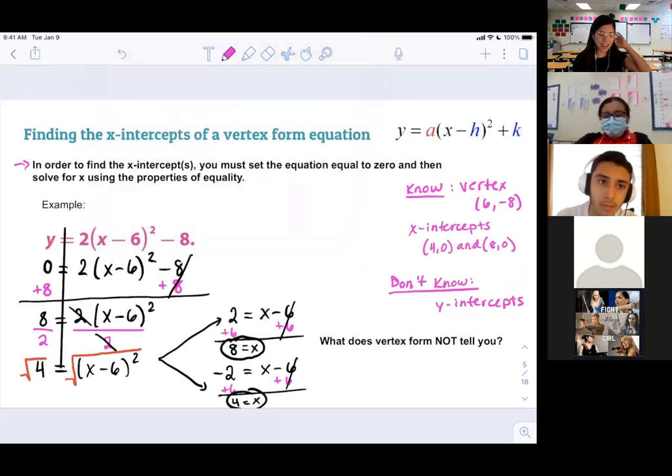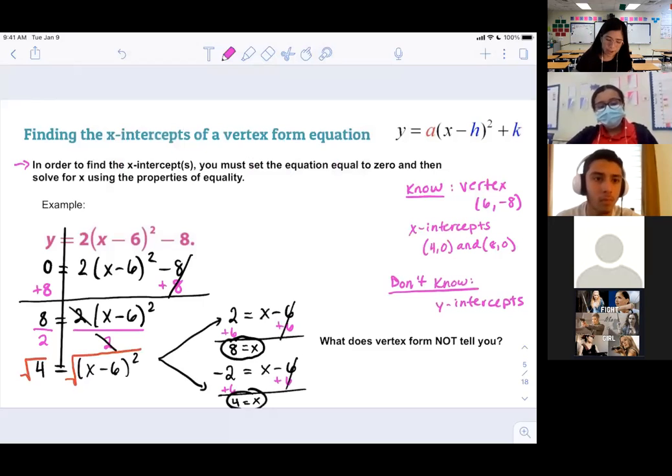That was the point of today, because this is the last thing we learned, kind of, right, before Corona hit. All right. Questions on how I got the x-intercepts? Okay, so what's the only thing we have left to find? The y-intercept. Let's go through it.